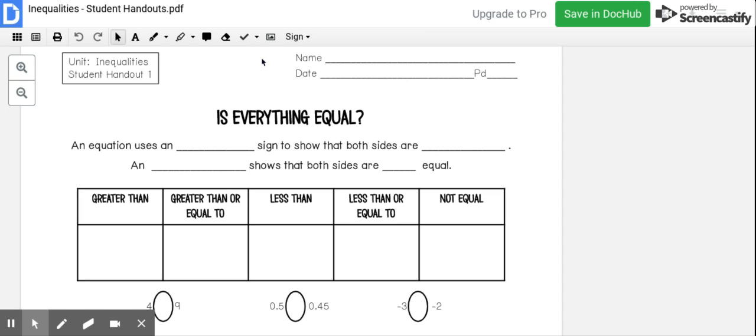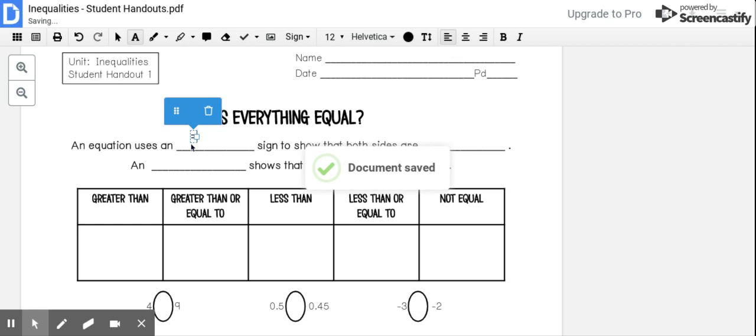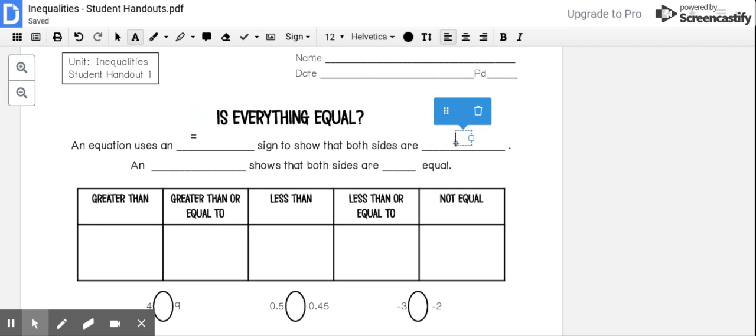Okay, handout 1 for our new unit on inequalities. We have already filled these things out on the other paper, so you're welcome to put them in there, but I am not going to. So an equation uses an equal sign. I'm just going to put the equal sign there to show that both sides are equal. And then an inequality, which is what we're talking about in this unit, shows that both sides are not equal.